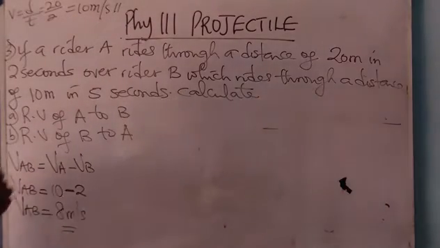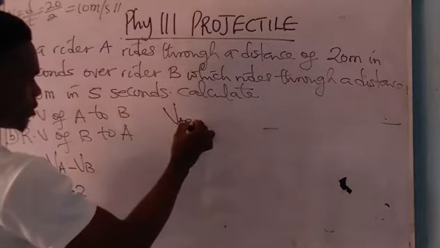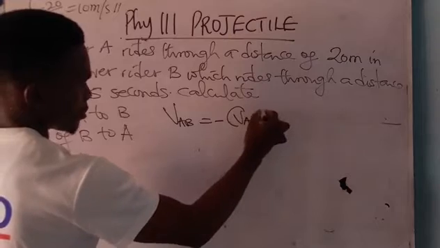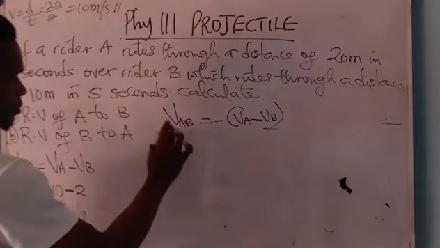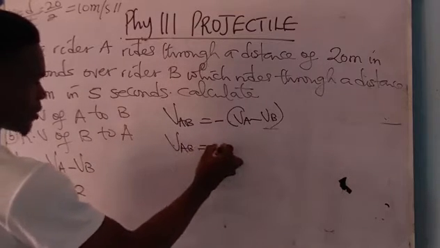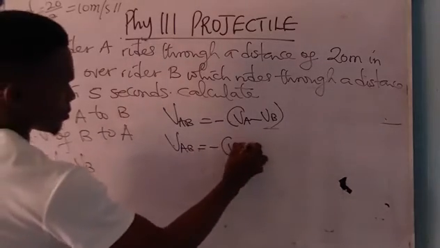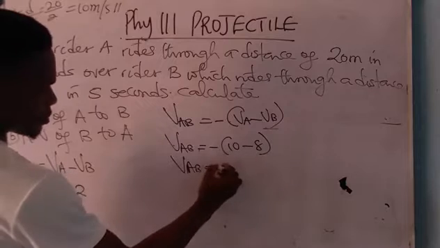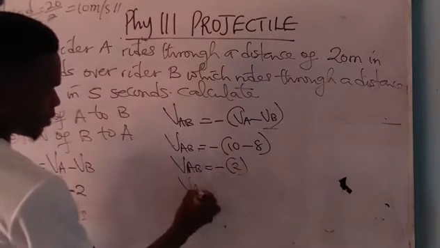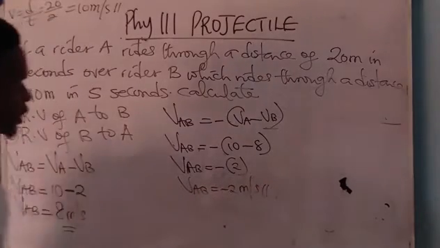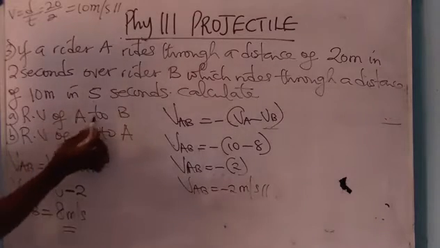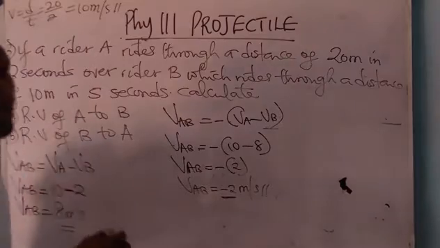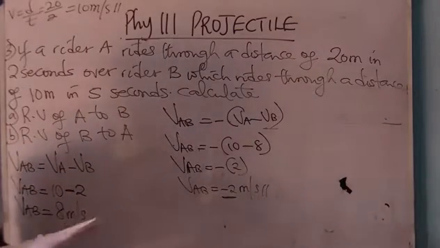But the relative velocity of B to A, I gave to you as VBA equals VB minus VA. VA is 10, VB is 2, so now VBA equals 2 minus 10, which is minus 8 meter per second. So the relative velocity of A to B is 8 meter per second, but the relative velocity of B to A is minus 8 meter per second. That is for that. Now look at another question.